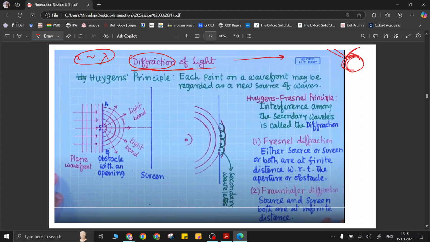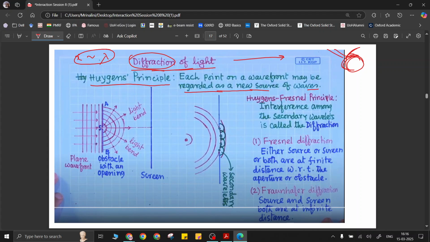Now under diffraction we'll be discussing a lot of things, but since only one lecture video was there, most of the topics under diffraction of light will be covered in the following week. Here we were just introduced to Huygens principle, which tells that each point on a wavefront of light, a wave, can be treated as a new source of wave.